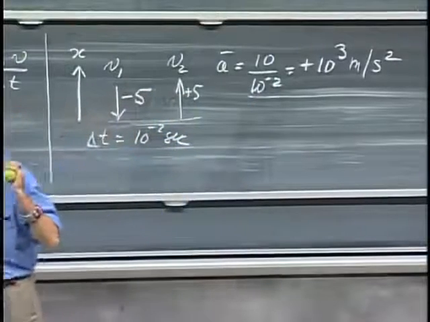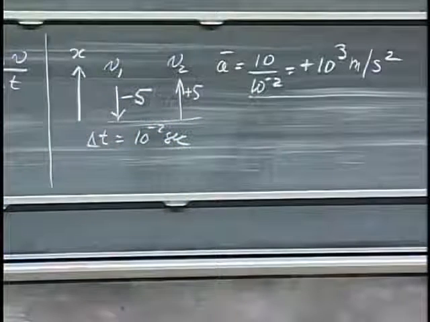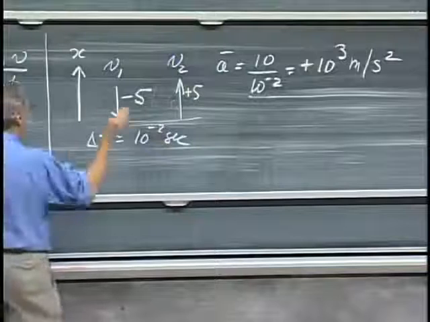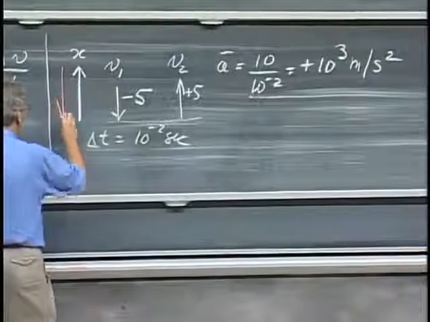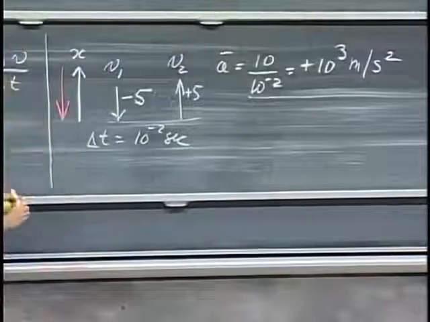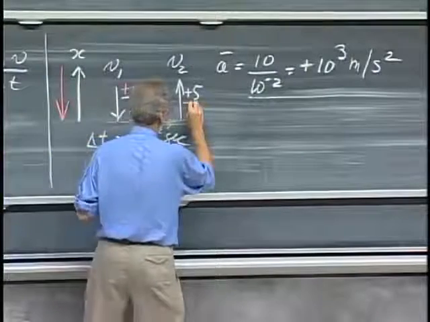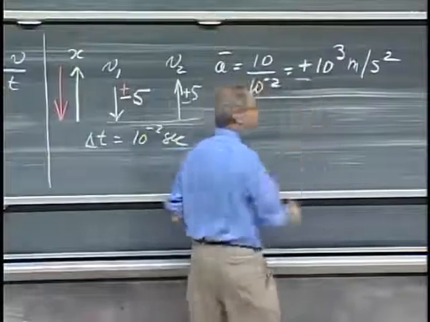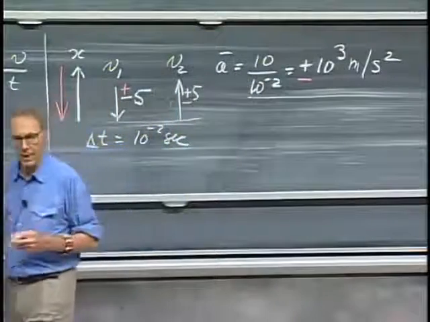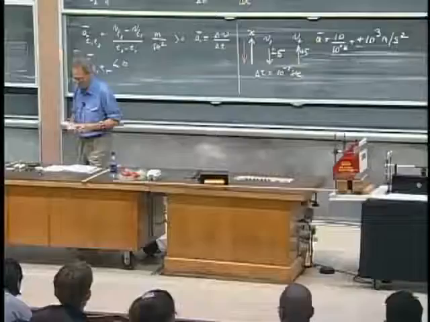I have observed carefully the signs. If now I say, aha, I don't like this, I want to call this the value of increasing x. No big deal. This would become a plus, this would become a minus, and then this would become a minus. So then the acceleration is minus 1,000 meters per second squared.